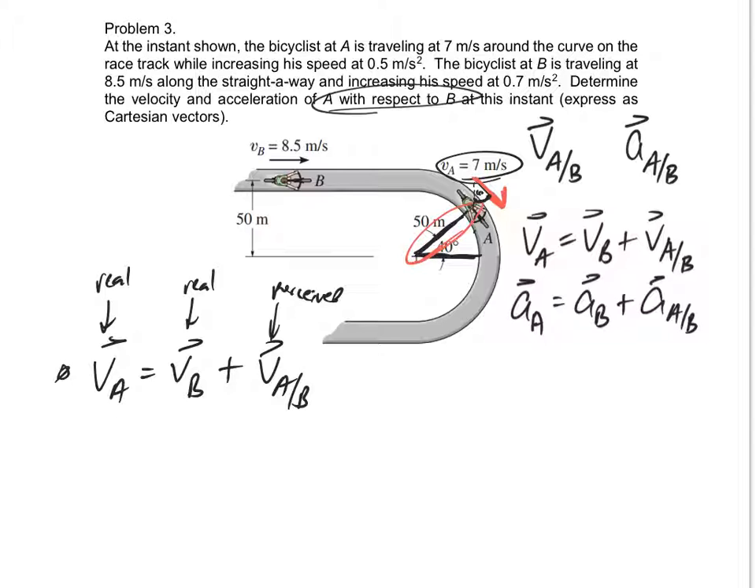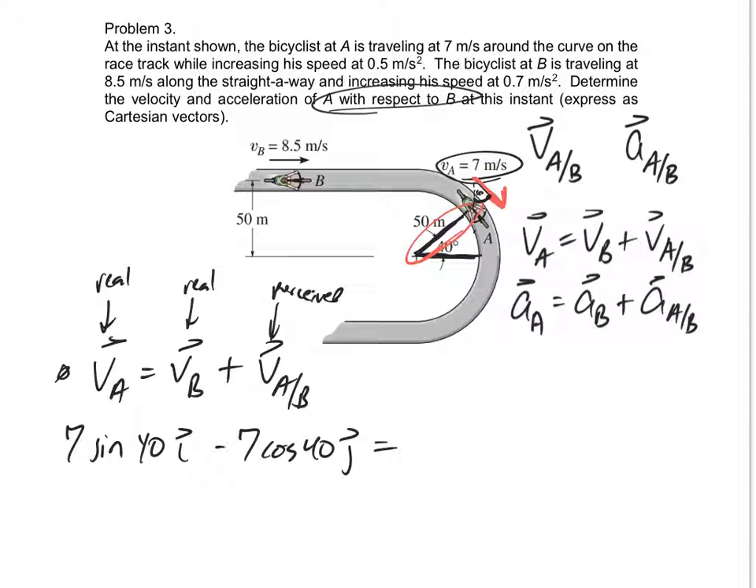So if that angle right there is 40, let me take that 7 and break it up into I and j. So his velocity should be, let me think about this, 7 cosine would be in the y direction, and sine would be in the x direction. So 7 sine 40 in the I, and then it goes down 7 cosine 40 in the j. So that is my VA. Make sure you can do that.